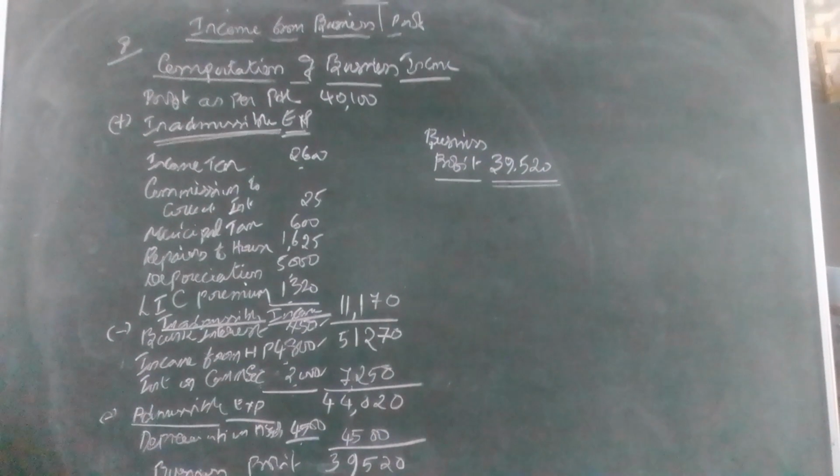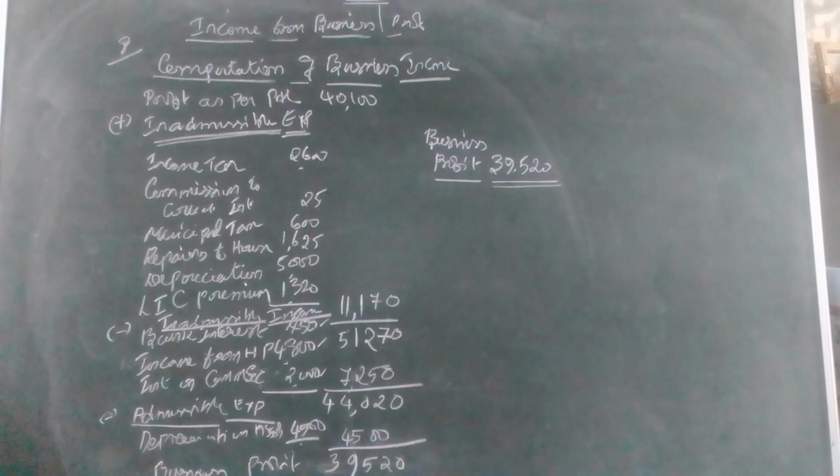In this problem, we are given a P&L account, and an adjustment is also available. Of course, only one adjustment is given, right? How to proceed with this? If you are given a P&L account, then you will have to see four things. One, add inadmissible expenses. Why should we add inadmissible expenses?